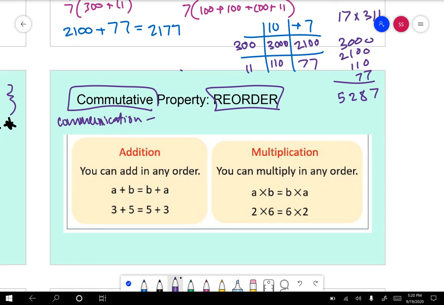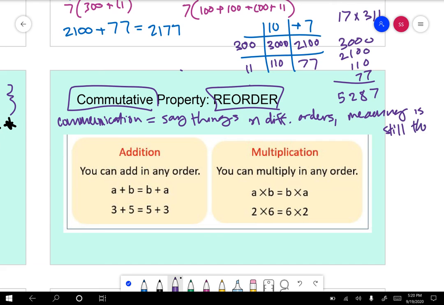Communication. We can say things. This is just to help you remember which one's which. So we can say things in different orders, and the meaning is still the same.